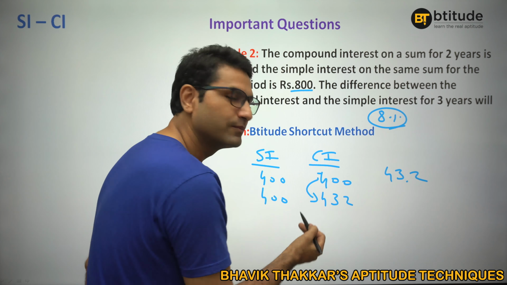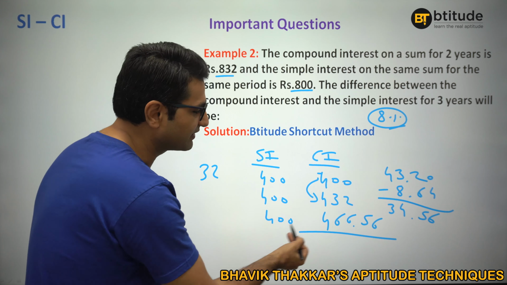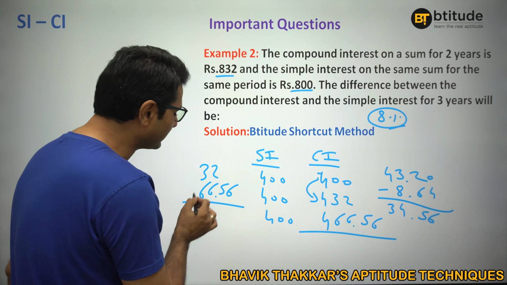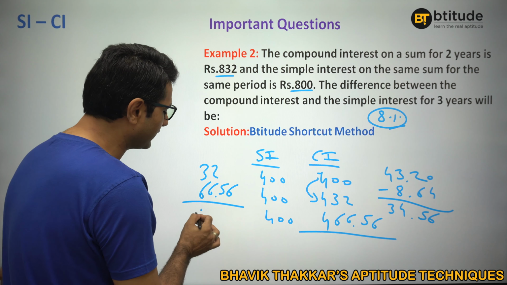Now I'm not supposed to even write down total interest. All I'm asked is what would be the difference between simple interest and compound interest. So here the difference was 32 and here the difference is 66.56, because here still simple interest will always be the same. So total difference is nothing but 98.56. That's about it, right?